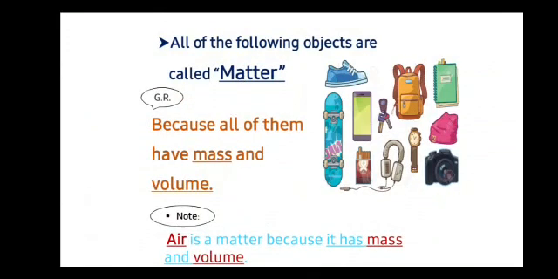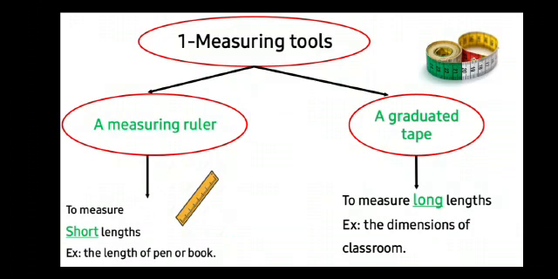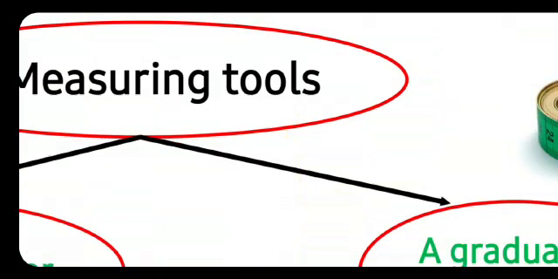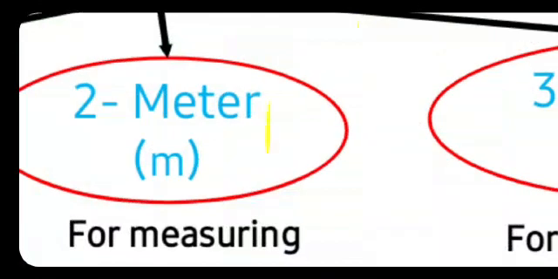Now we will talk about a new part: the length. How can we measure the length? If I want to know the length of small objects and the length of long objects, first we have something called measuring tools, and we have another thing called measuring units.